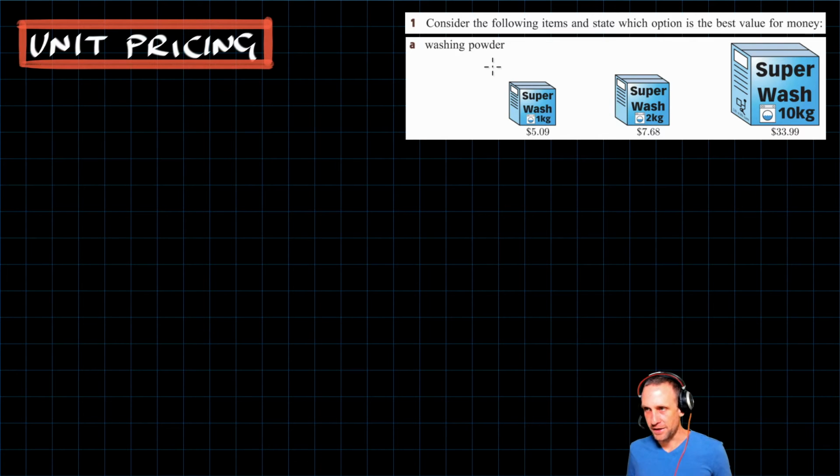So I've got a problem here. There are 3 options for us when we're buying washing powder. We can either buy a kilogram for $5.09, we can buy a 2 kilogram pack for $7.68, or we can buy a really big 10 kilo pack for $33.99. I want you to pause the video now and see which of these represents the best value for money.